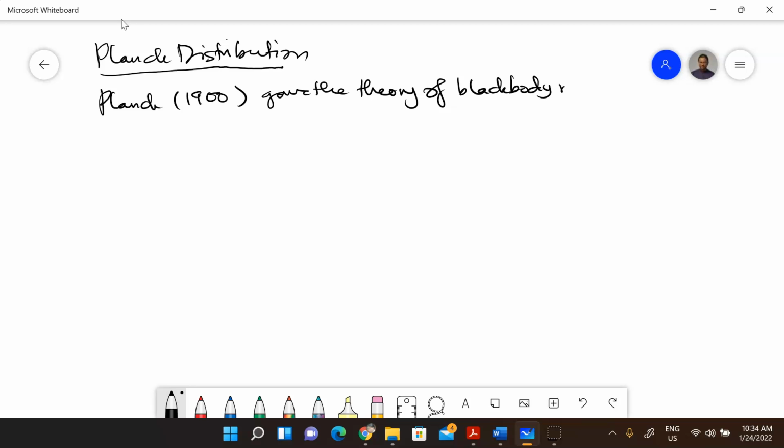Okay. What Planck did was actually to use a lot of statistical mechanics ideas, which he borrowed from Boltzmann. Okay, so let us try to do some of the calculations and then explain the concepts before that.